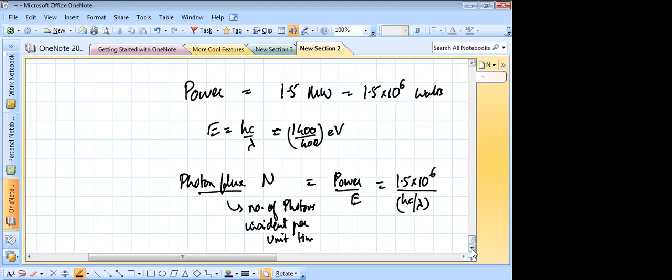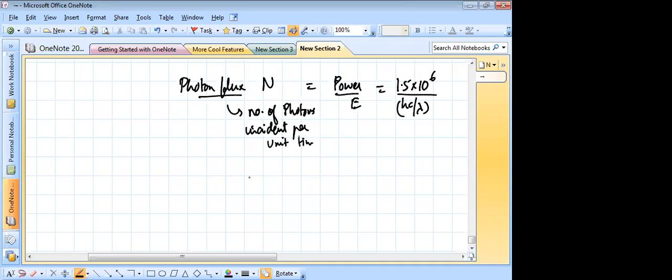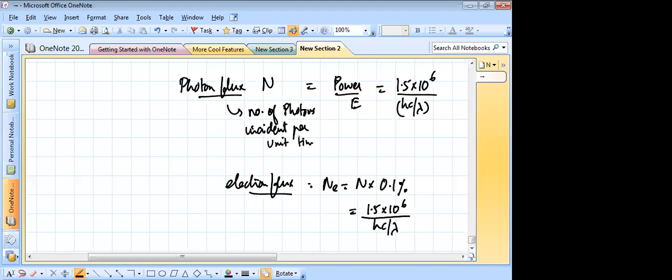Okay. So now what is happening? The electron flux, वो कितना हो जाएगा? It will become photon flux into that probability factor. So that is 0.1%. So it will be 1.5 into 10 raised power 6 divided by hc by lambda, okay, into 1 by 1000. Okay, but this is clear?